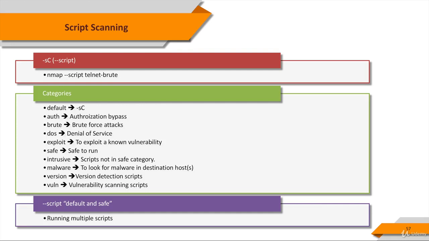You can alternatively use the --script parameter to run a script scan using a comma-separated list of file names, script categories, and directories. Each element in the list may also be a Boolean expression describing a more complex set of scripts. For example, if you use the --script parameter with the expression "default and safe", the scripts which are in both default and safe categories run. That makes sense.